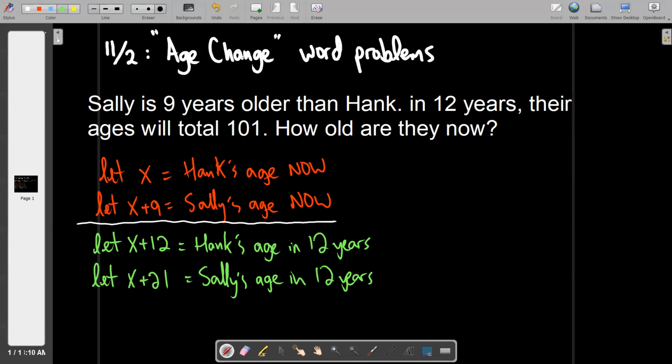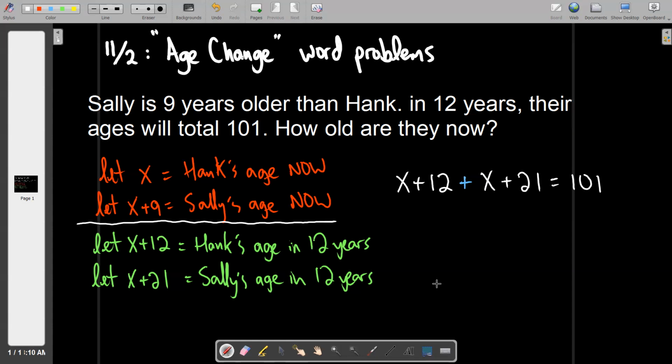So we're going to take future Hank. We know him as X plus 12. And we're going to add to that future Sally, who's X plus 21, and make the claim that in the future, the sum of those two futuristic ages will be 101. Does that make sense?